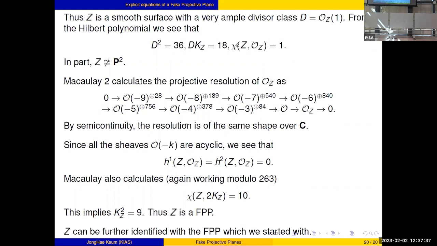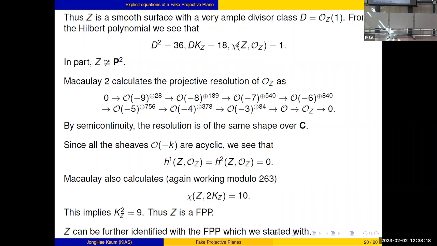And also the hyperplane class D, the hyperplane section. Again, from the Hilbert polynomial, we see that D squared equals 36, and D times K is 18. The Euler characteristic of the structure sheaf is equal to 1. But in particular, that is not P2, since the hyperplane class intersecting the canonical class is a positive number.